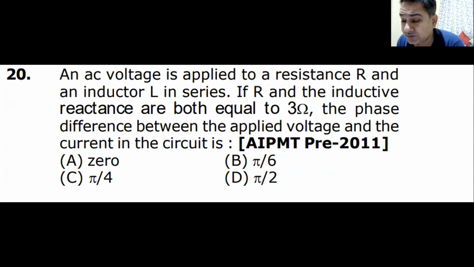Moving on to the next question. An AC voltage is applied to a resistance R and inductance L in series. R and the inductive reactance are both equal to 3 ohms. What is the phase difference between the applied voltage and current? Tell me the answer now. Your time starts now.